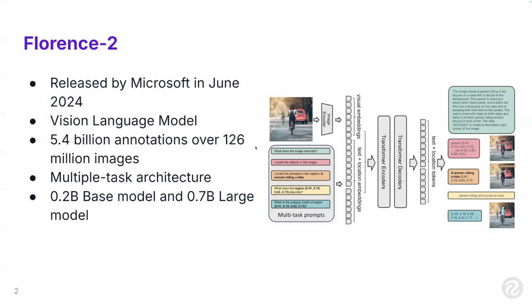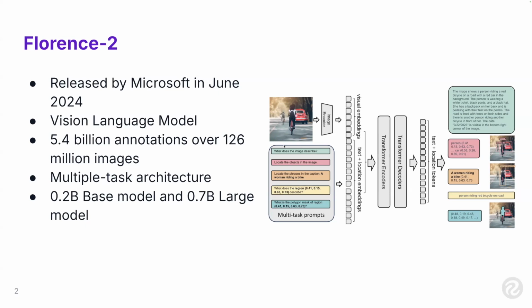It's a vision language model, which means that it has the capabilities to understand both image and text modalities, and it can interact in both a spatial and visual way with images, as well as a linguistic way. So for example, I can say, locate the phrase in this caption, a woman riding a bike, and it can respond with the coordinates of that woman in that image that has been fed to the model jointly.